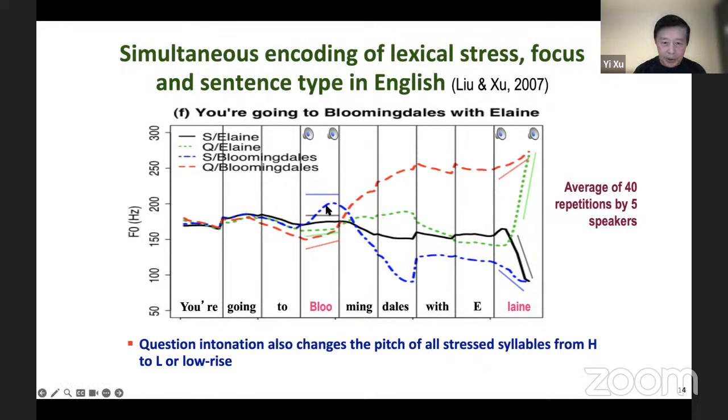So listen to the statement. You're going to Bloomingdale's with Elaine. And then question. You're going to Bloomingdale's with Elaine? With a red line. And of course, after that, pitch range is raised. So in other words, English does something more to encode question intonation than Mandarin, probably because it has a little more freedom to do that.